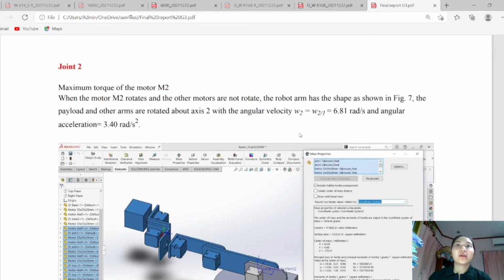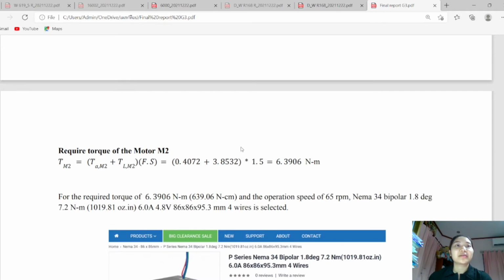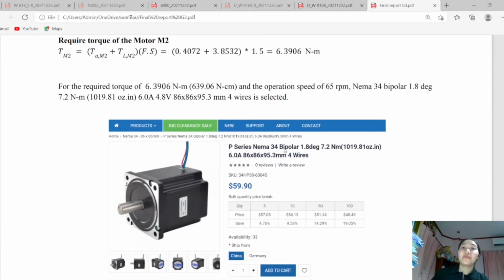And for joy 2 we got the angular velocity 6.81 radians per second and angular acceleration 3.4 radians per second square, and for this joy we got acceleration torque 0.4072 and load torque is 3.8532 and 1.5 factor of safety, and we got required torque as 6.3906 Newton meter, and we use NEMA 34.